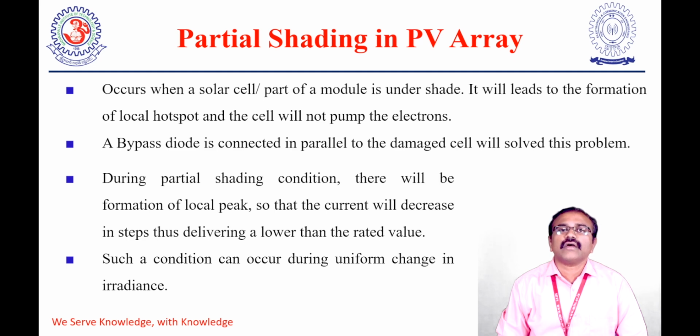During the partial shading condition, there will be a formation of local peaks, so that the current decreases in steps, thus delivering a lower value than the rated value. Such a condition can occur during a non-uniform change in irradiance condition.